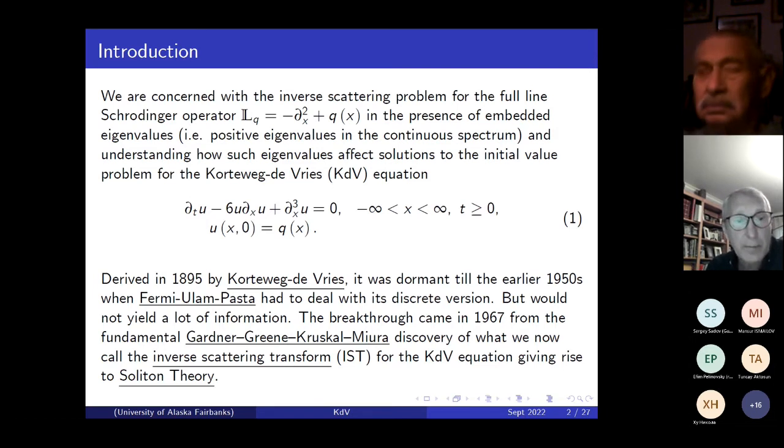And it was due to Fermi, Ulam, and Pasta, who actually derived a similar equation, kind of a discretized version of the KdV, to describe plasma. And what they observed was pretty interesting. They couldn't explain it. And it prompted some study of this equation. But the actual breakthrough occurred only in 1967 when Gardner, Greene, Kruskal, and Miura discovered what we now know as the inverse scattering transform, or IST.